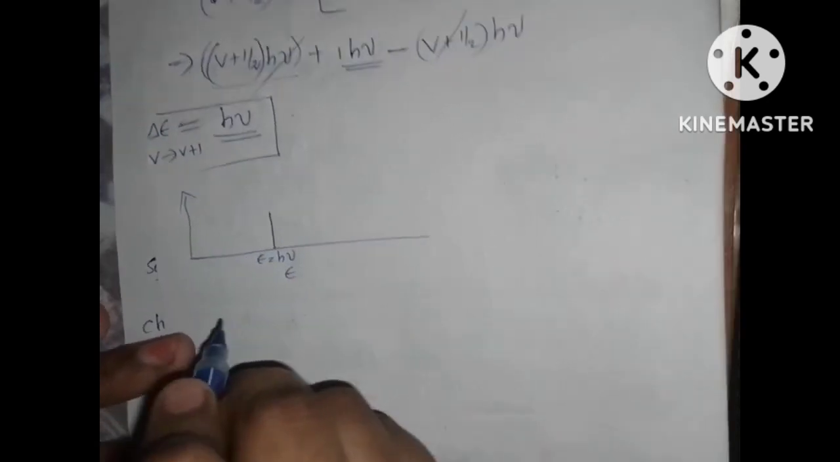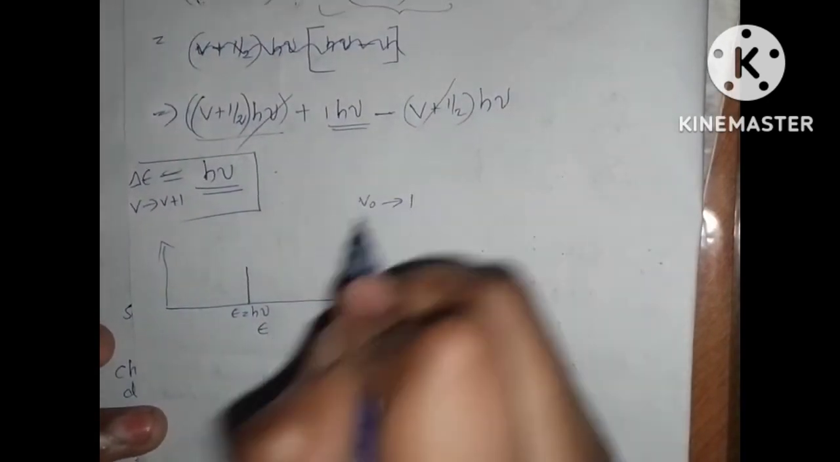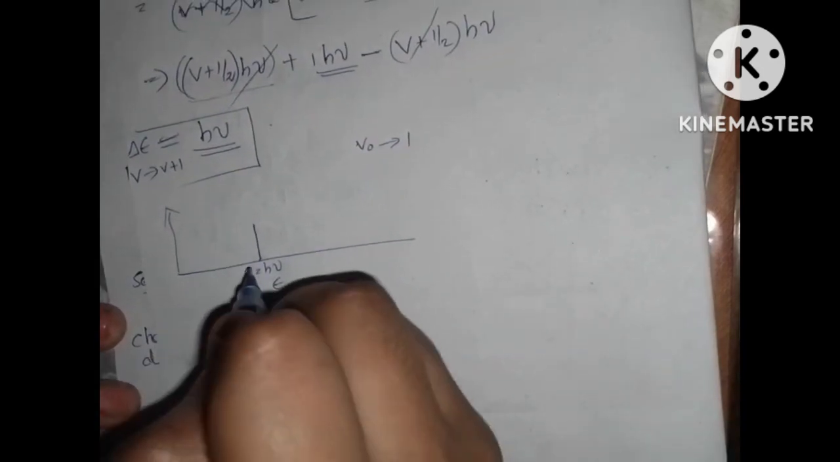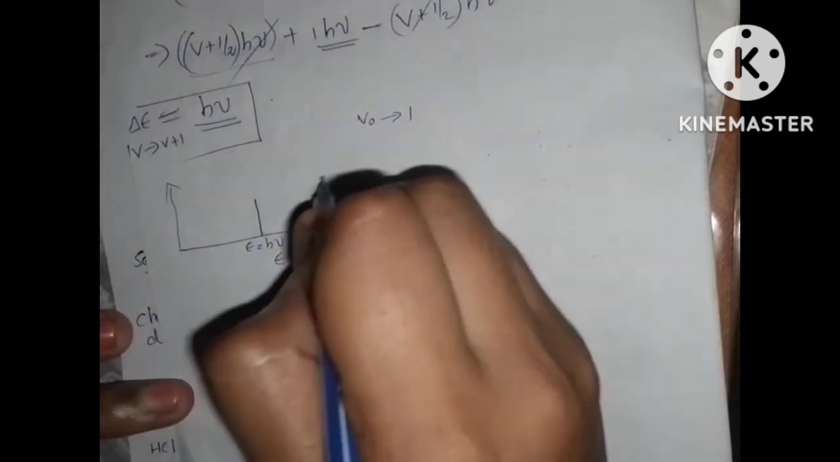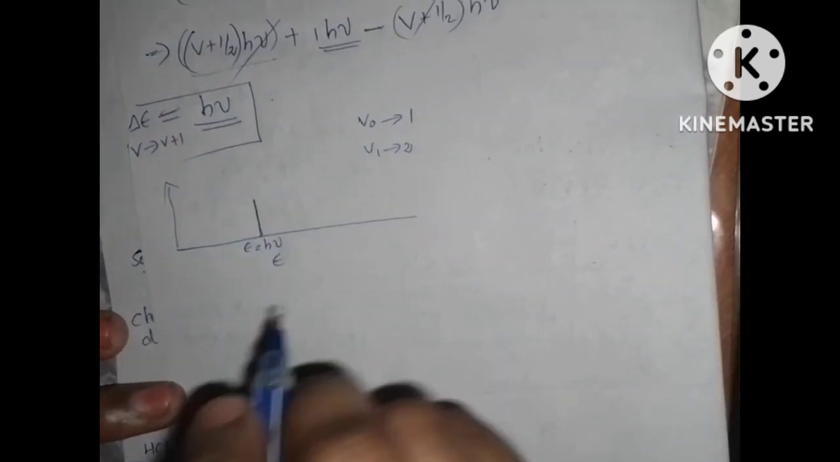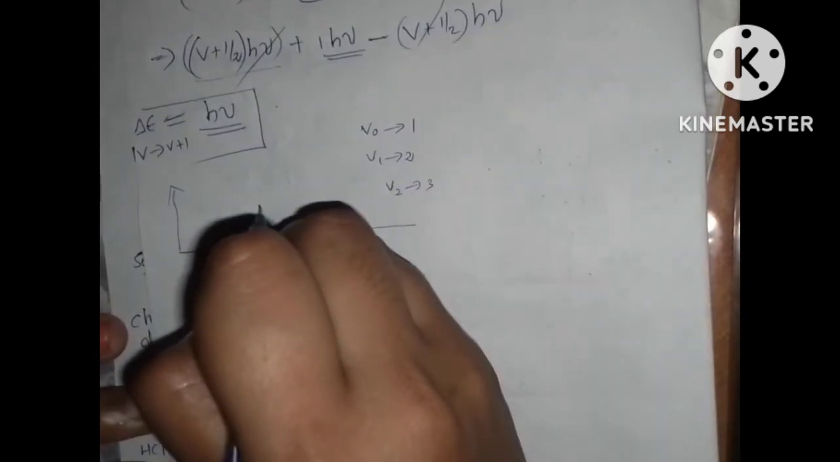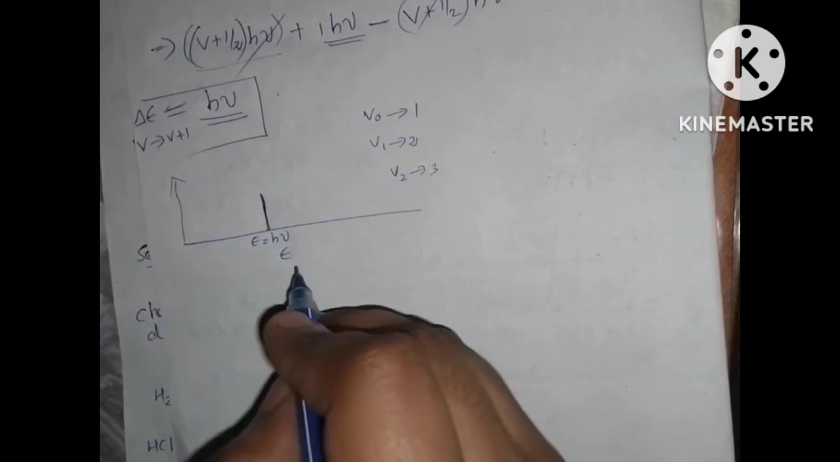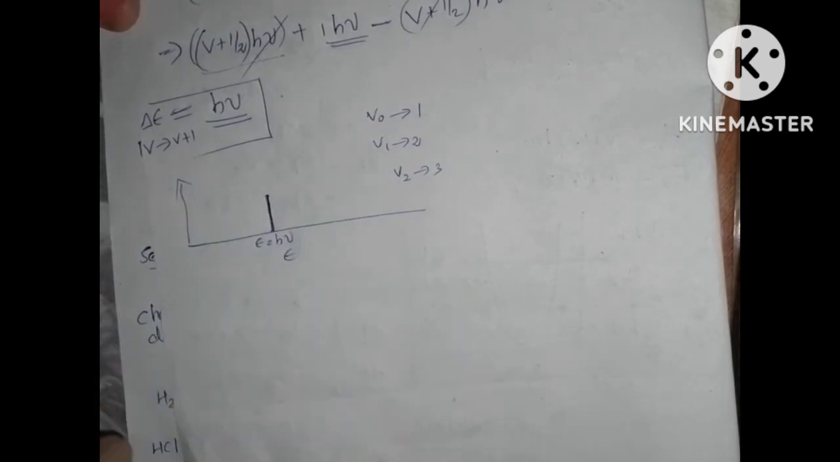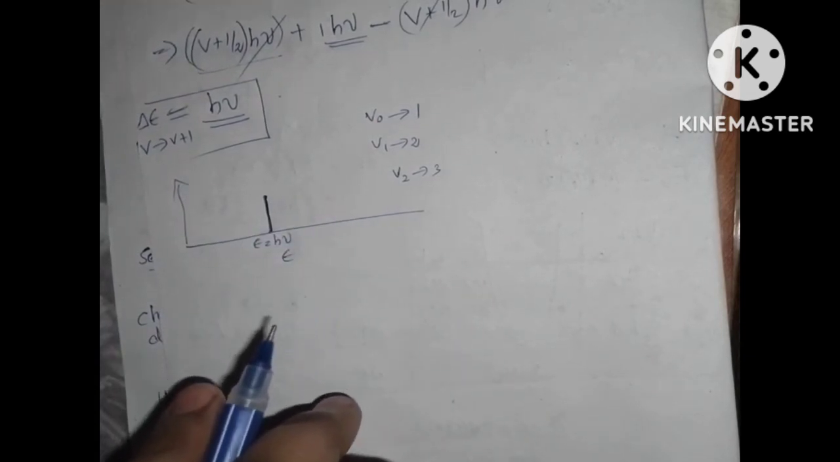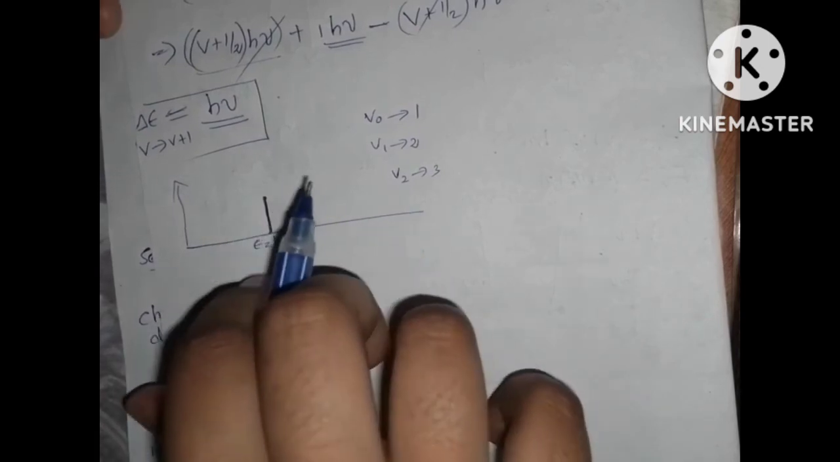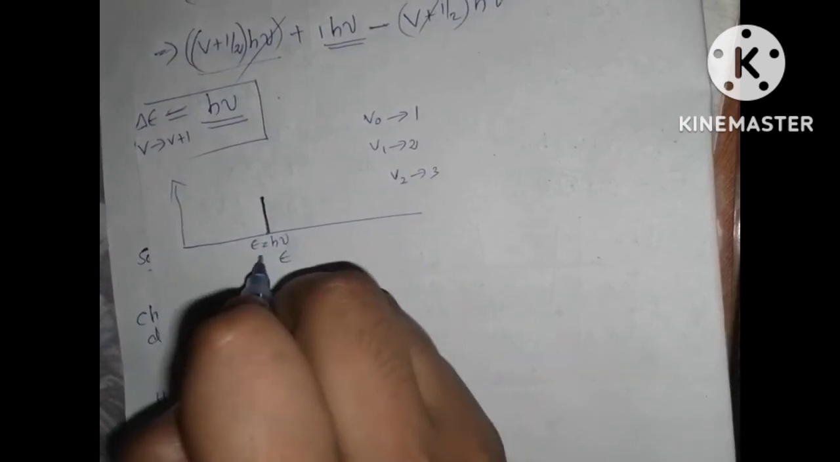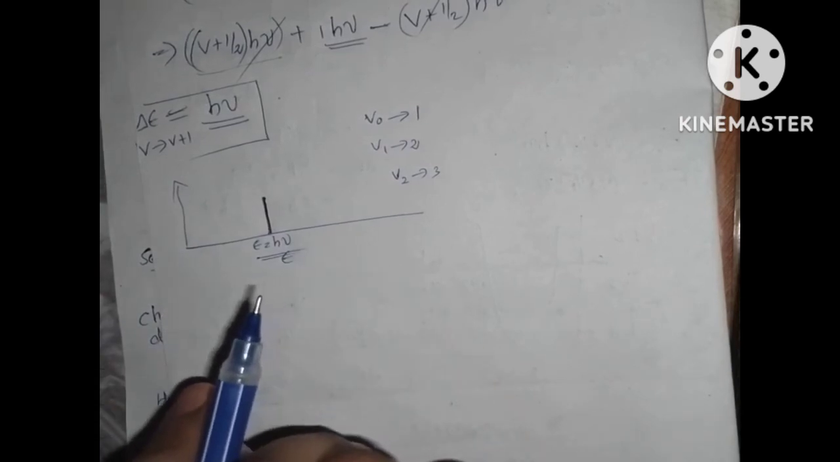So for the transition V equal to 0 to 1, we will get a peak at E equal to H nu. And for the transition V equal to 1 to 2, we will get a peak at E equal to H nu itself. And for V equal to 2 to 3, we again get the peak at this value. So compared to other spectra, the vibrational spectrum will look more intense, because all the transitions come together in only one peak, since the energy required for all the transitions is the same.